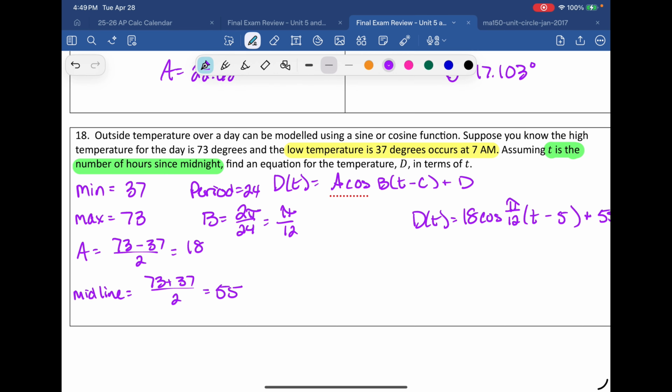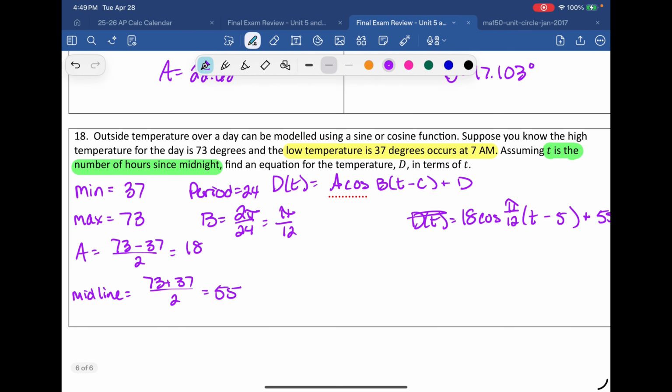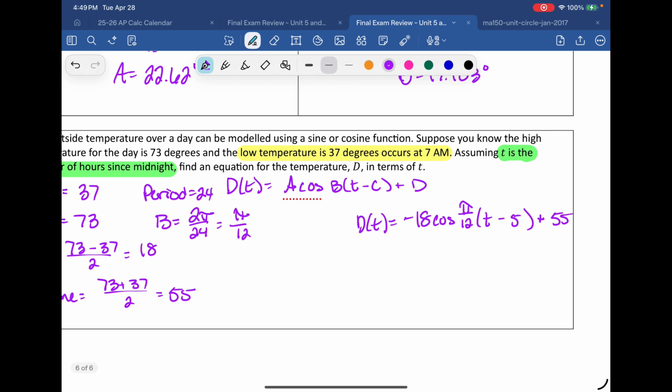Okay, but I start with a low. Cosine is supposed to start with a high. So to fix that, I make a negative. Okay, that's it.